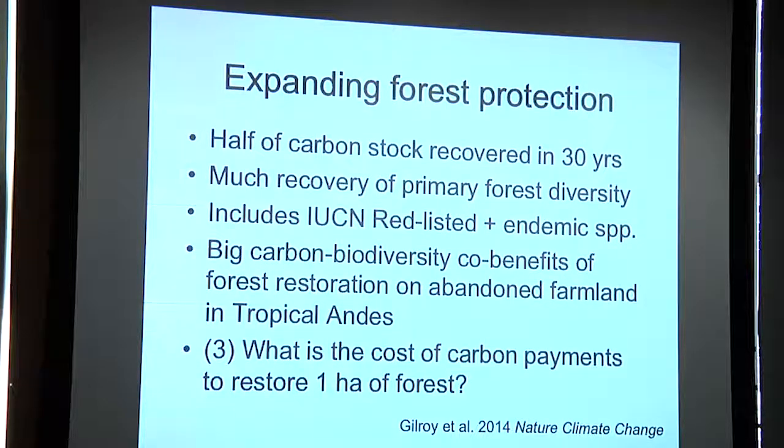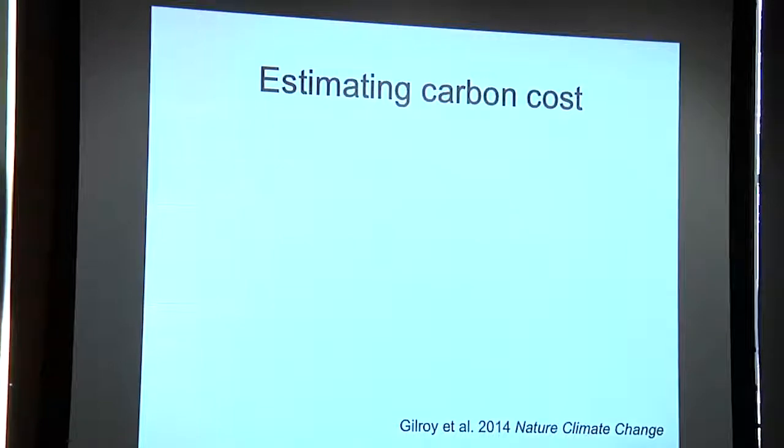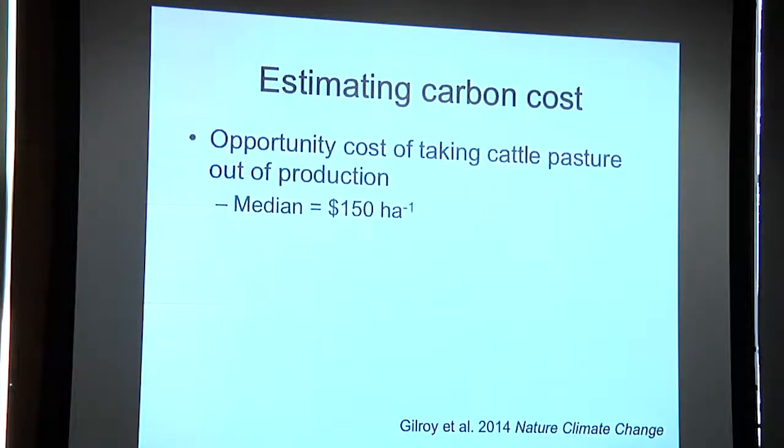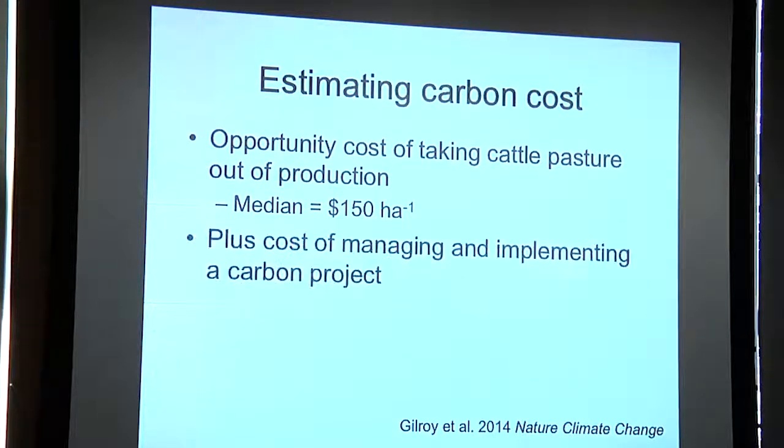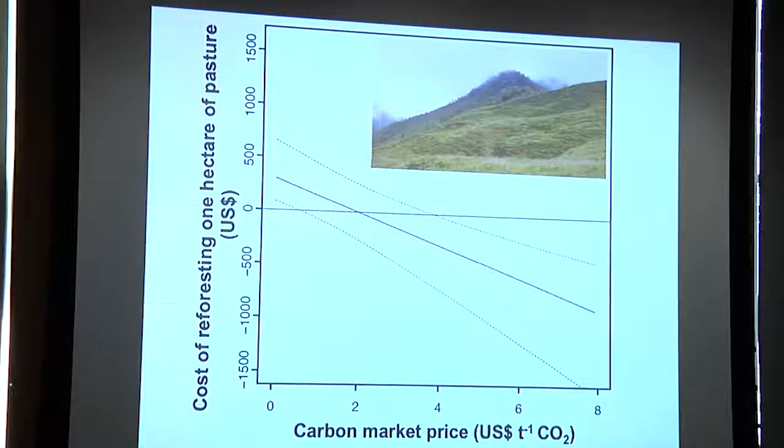So that leads us to our final question, which is: what is the cost in terms of carbon payments to restore 1 hectare of forest? First of all, we need to work out how much farmers are earning from their farmland, and the opportunity cost of taking out cattle pasture is a median of $150 per hectare across a 30-year time frame. These are not wealthy people. And there are associated costs of managing and implementing this project. So this is what we find.